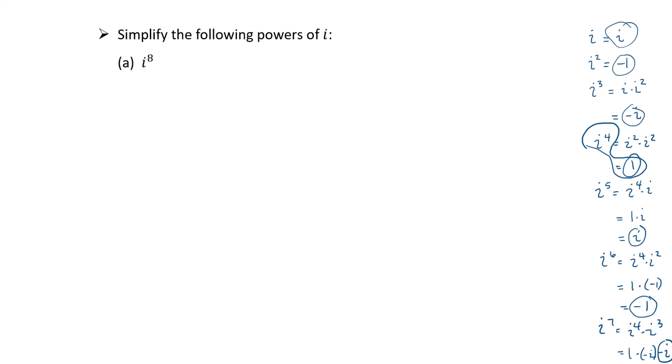So let's try simplifying these powers. i to the eighth can be written as i to the fourth squared. Well, i to the fourth is 1, and 1 squared is 1. Another way to handle this would be to see how many times 4 can go into 8. It'll go in there evenly 2 times and 0 left over. So i to the eighth is equal to i to the 0, which is 1.